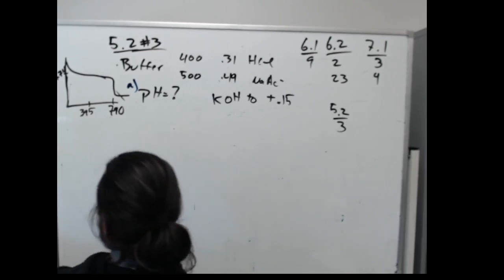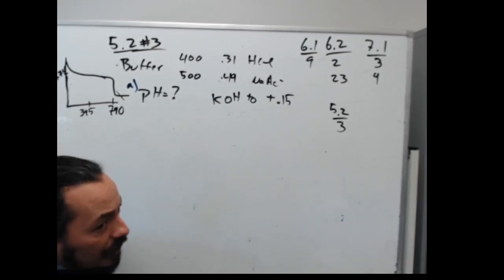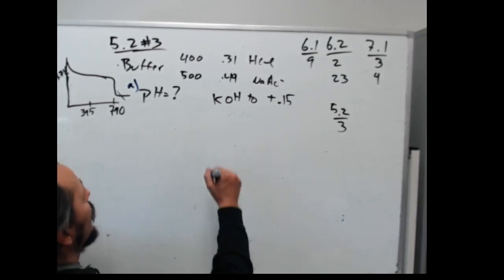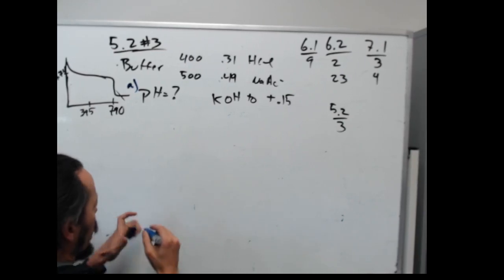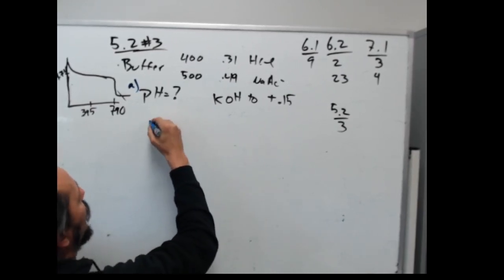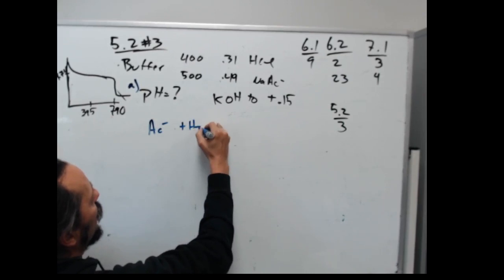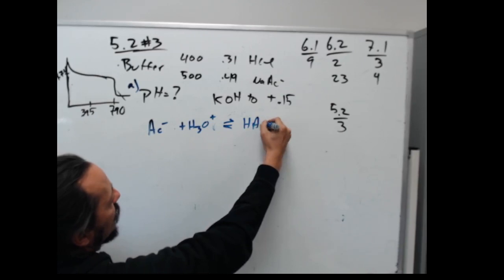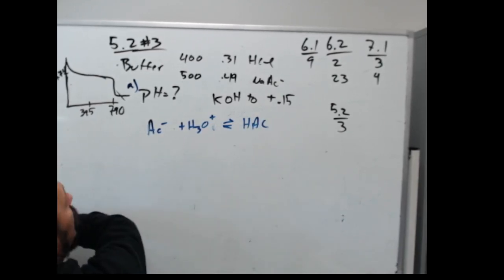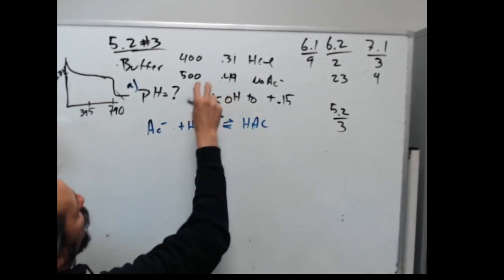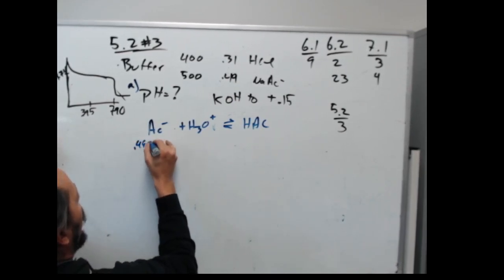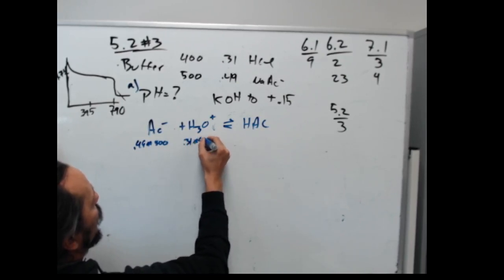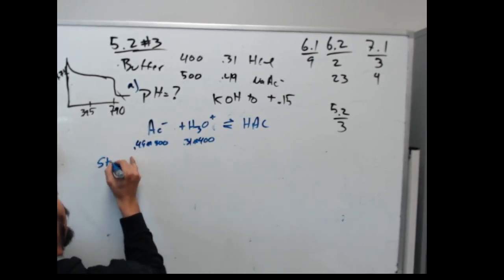I can do this in 2 steps or 1 giant step. I'm going to start doing it in 2 steps since I feel like I haven't done a buffer problem in like 3 weeks. So let's take some time to do that. We're going to have AC minus plus H3O plus goes to HAC. And this is going to be my millimoles, 0.49 times 500, and this is going to be 0.31 times 400. Get my start of my stoichiometry.